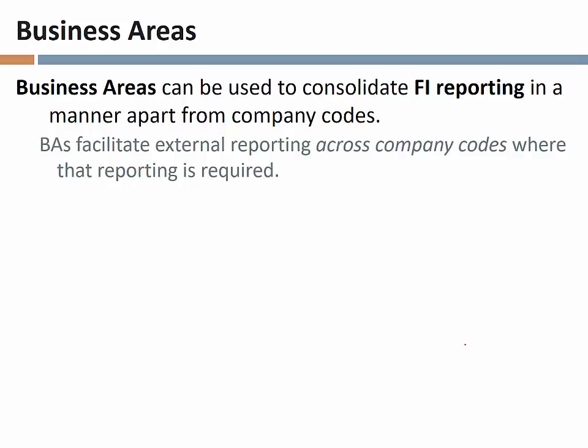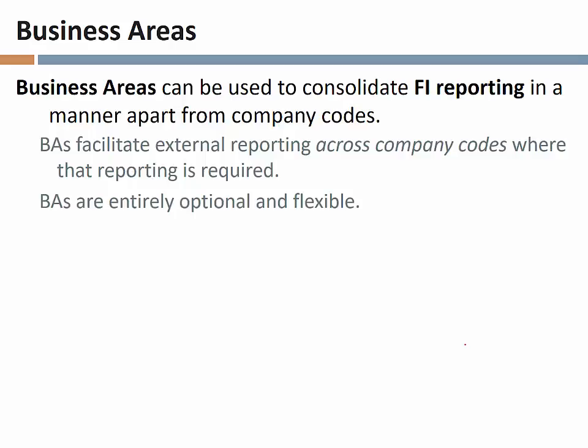Business areas allow us to create both internal and external reports that span across company codes, should we ever find that we're required to do that. We know that financial accounting normally focuses on the company codes, and the company codes don't go away, but if you ever need to impose some other kind of consolidating structure on top of the company codes, business areas give us the ability to do that.